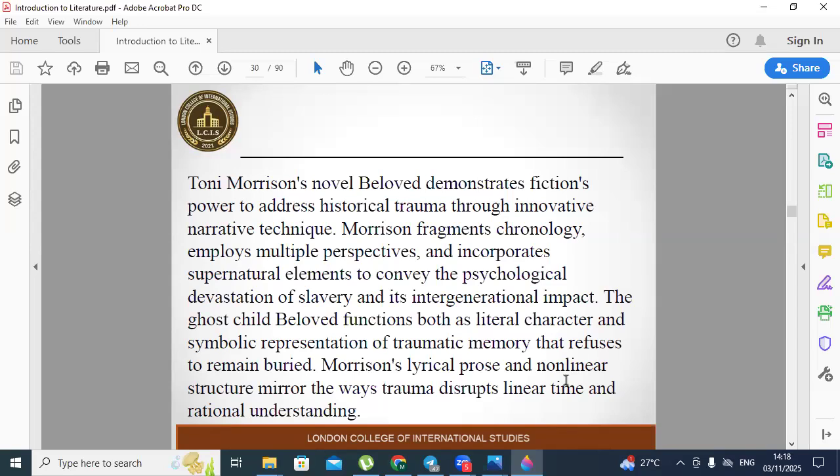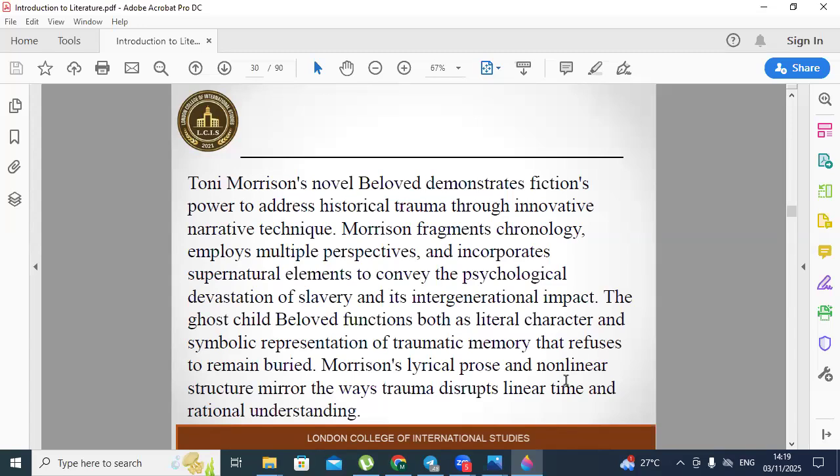Morrison fragments chronology, refusing linear storytelling. The narrative jumps between time periods, circles back, reveals information gradually. This non-linear structure isn't confusing for its own sake. It mirrors how trauma disrupts linear time and rational understanding. Traumatic memory doesn't work chronologically; it intrudes unpredictably into the present.